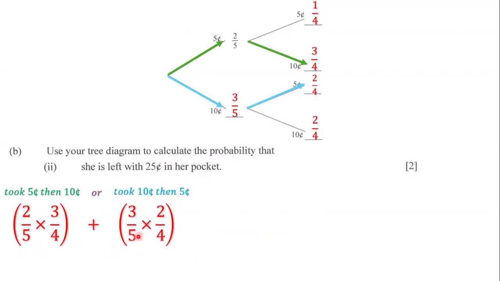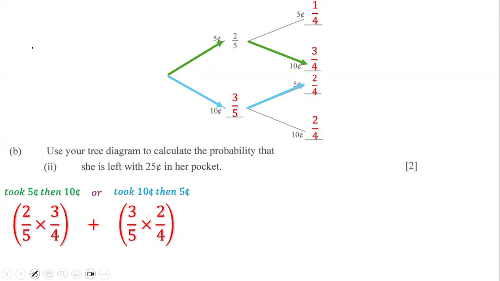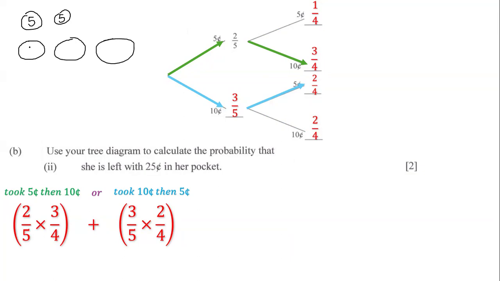Okay, so let's look at what she has here, right? So let's put out the options that she has. How many 5 cents does she have? She has 2 5 cents, okay? And now how many 10 cents does she have? She has 3 10 cents, right? So we have 10 cents, 10 cents, and 10 cents. Okay, so they're saying calculate the probability that she's left with 25 cents in her pocket.